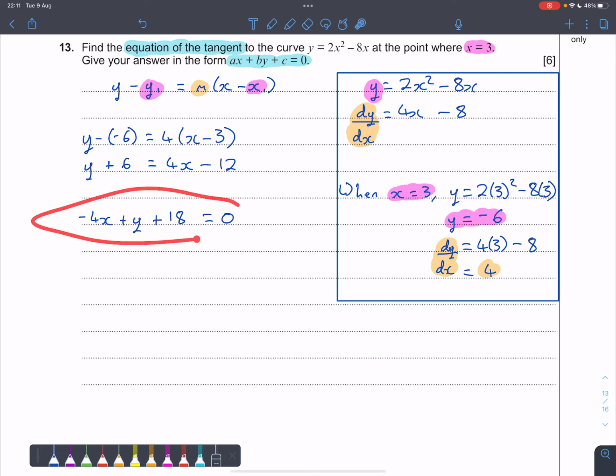Now you could have a very similar version of this, but with different signs. So 4x minus y minus 18 equals 0, with the equals 0 there, works exactly the same way, no problem at all.